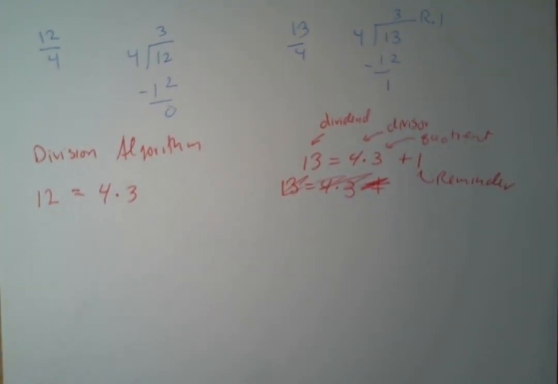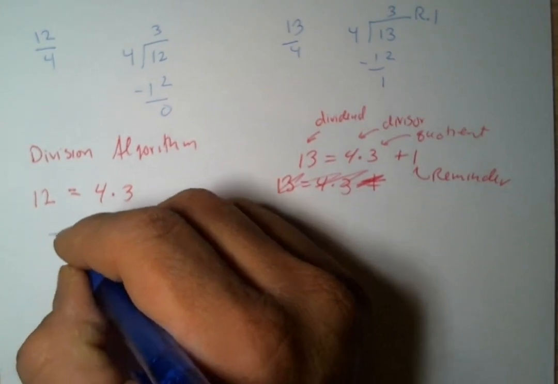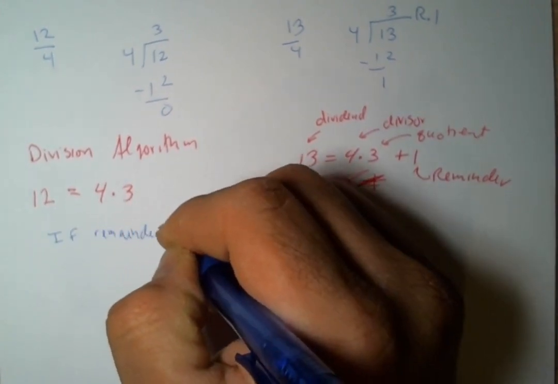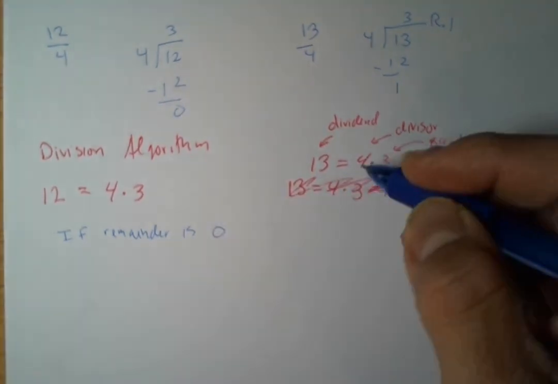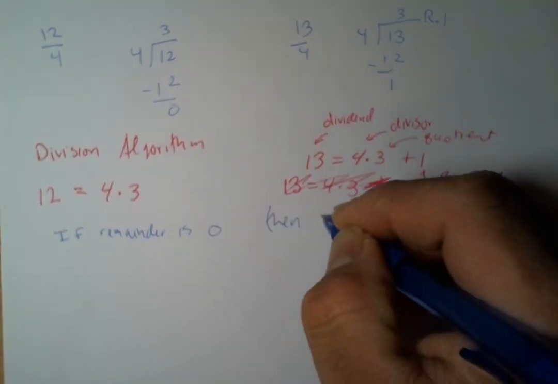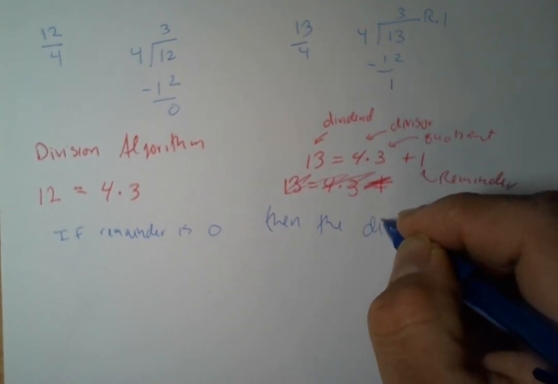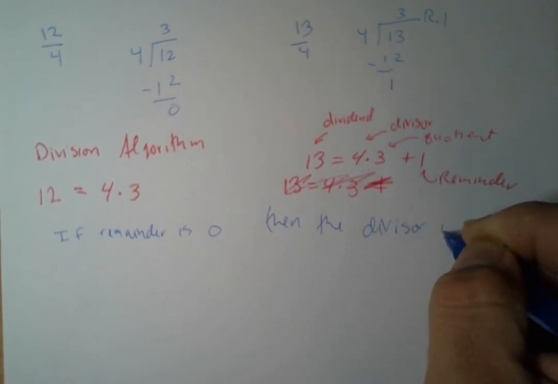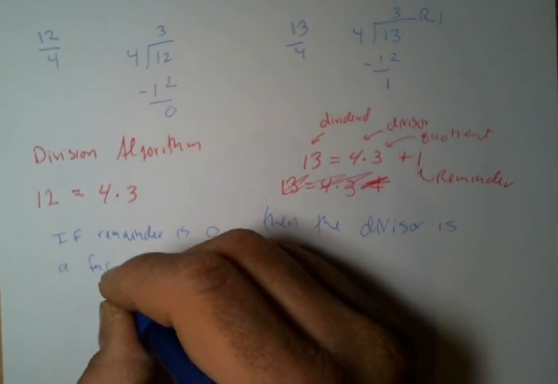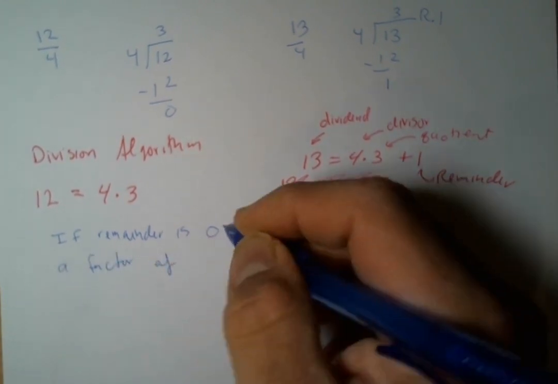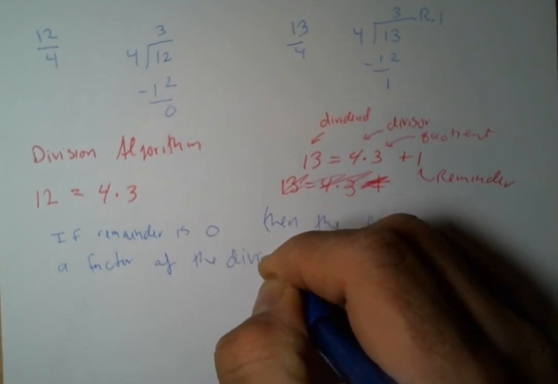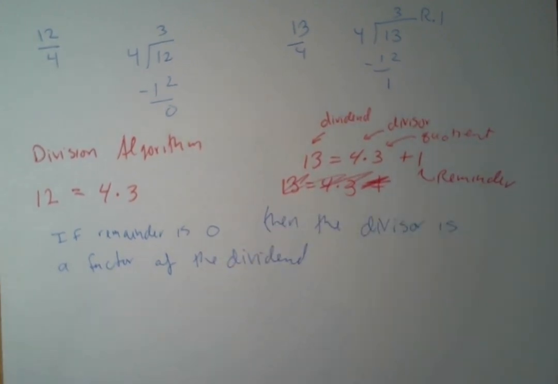In the case of 12 is equal to 4 times 3, if the remainder is 0, then we can say the divisor is a factor of the dividend.